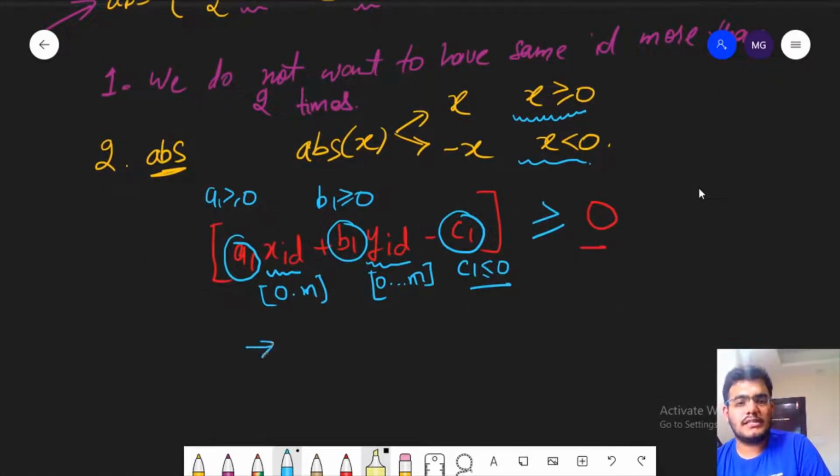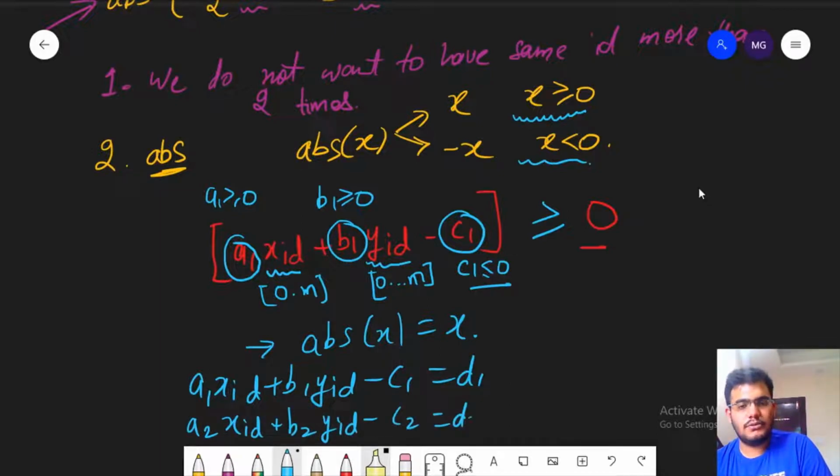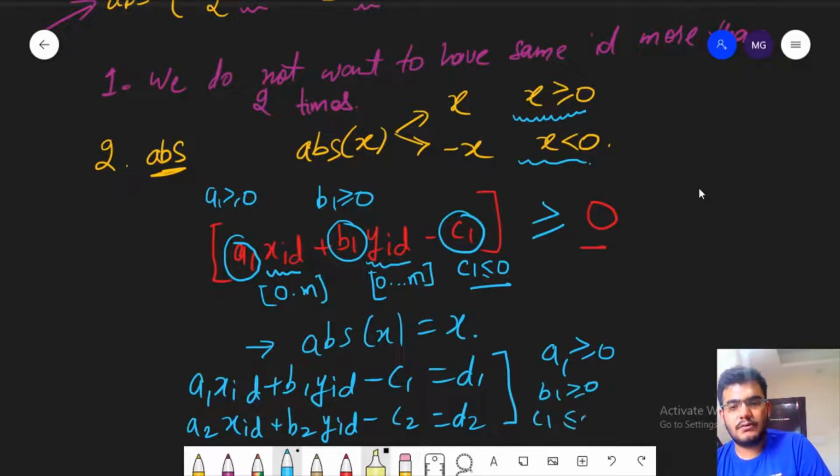So in that case, we can write the absolute value of x equals x only. So we can write that a1 times xid plus b1 times yid minus c1 is equal to d1, and similarly a2 xid plus b2 yid minus c2 is equal to d2. But this will only happen if we take a1 greater than or equal to 0, b1 greater than or equal to 0, and c1 less than or equal to 0. Similarly, the same conditions apply on a2, b2 and c2. So this is the solution for the absolute value.